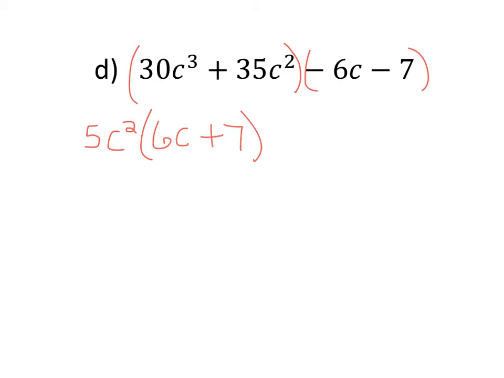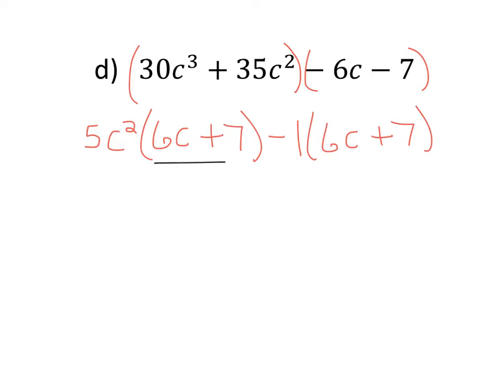Now, over on the second grouping, I have a 6c and a 7, but they're both negative. So what I can do is I can actually pull out a -1, which means I'm really dividing by -1, which will flip those signs. Why do you want to flip those signs?